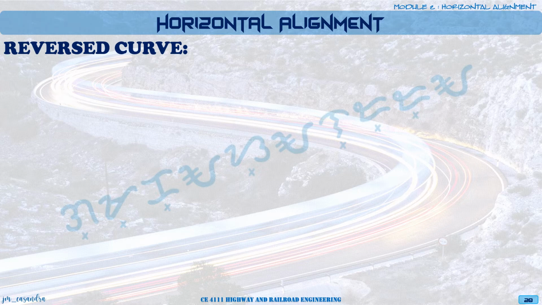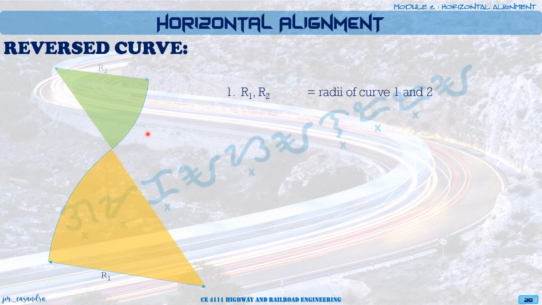So the next type of curve is your reverse curve, the third type. The reverse curve is also composed of two curves that could have equal or unequal radii, and they are facing opposite sides of our road section. So the elements for the reverse curve will consist of our R1 and R2.